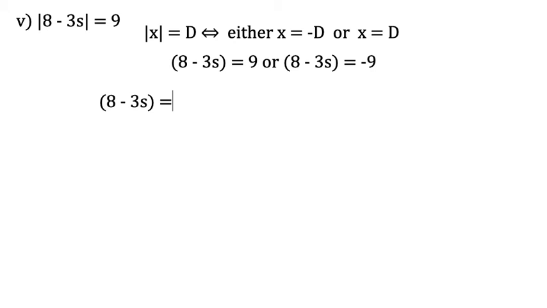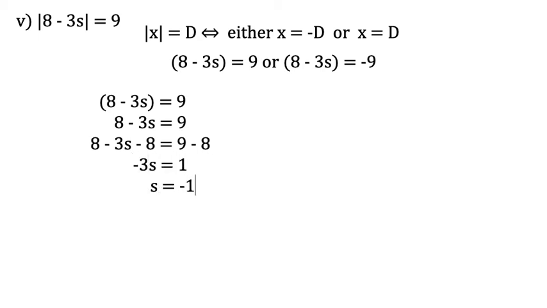Starting with the positive side, we start with 8 minus 3s equals 9. Let's move the 8 to the other side such that we'd get 8 minus 3s minus 8 equals 9 minus 8. This would leave us with minus 3s equals 1. Dividing both sides by -3, we would get s equals -1/3.